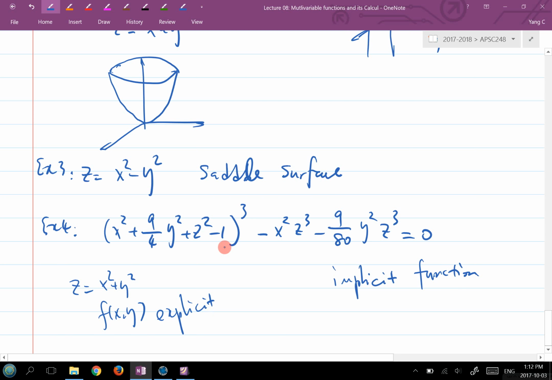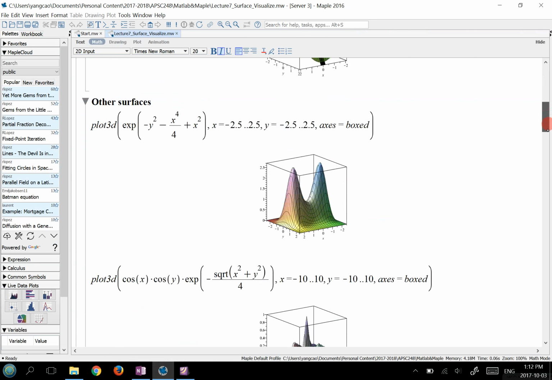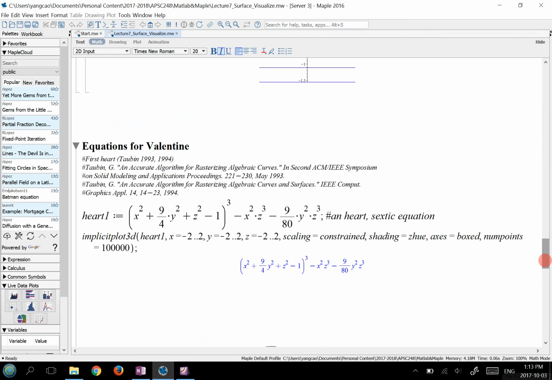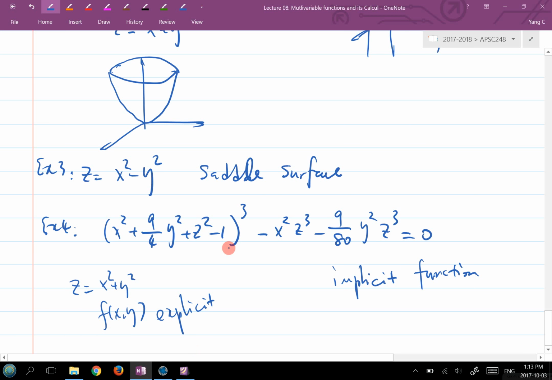And as a matter of fact, this is a very beautiful surface. And if you plot it out, you get a heart. So this is a surface found by a guy called Taubin in 1994. Not too far away, actually, right? So honestly, I don't know how he can construct a surface out of all of these things here. It's just completely out of my boundaries here.